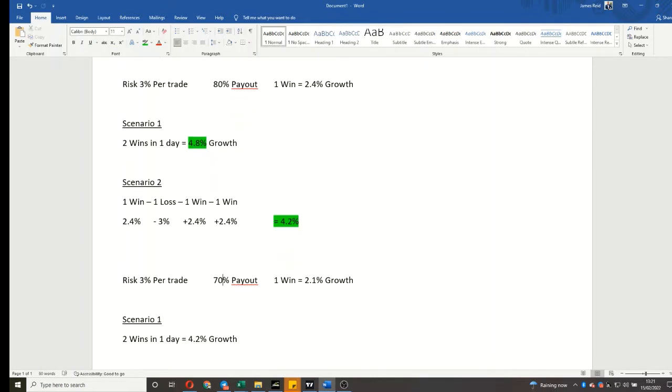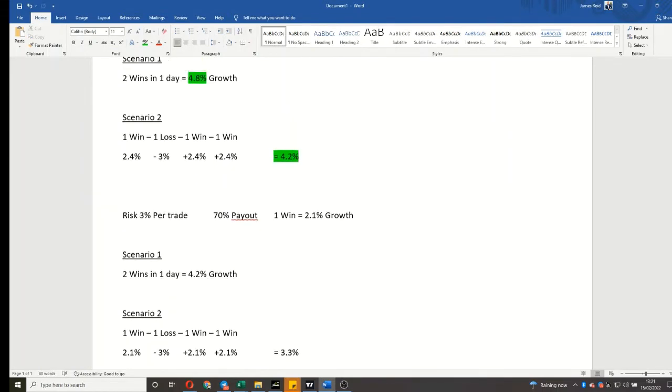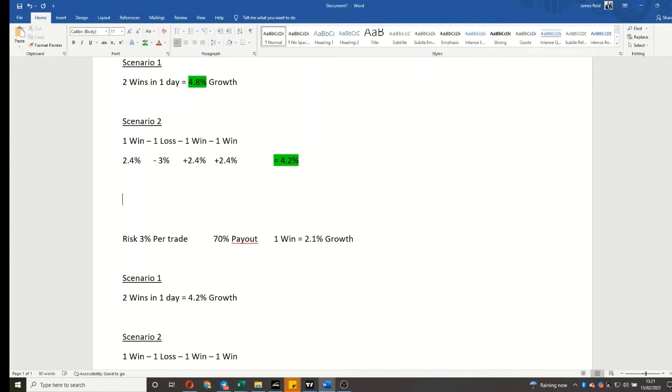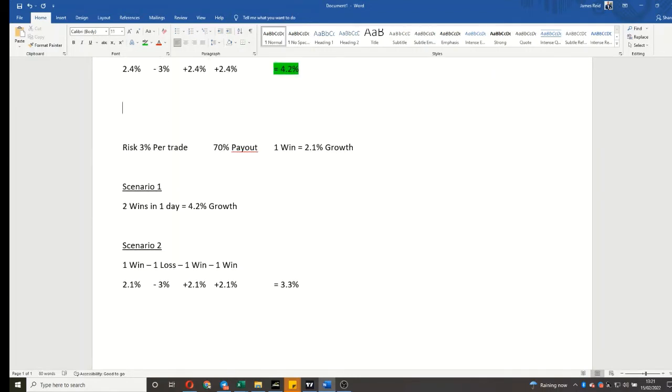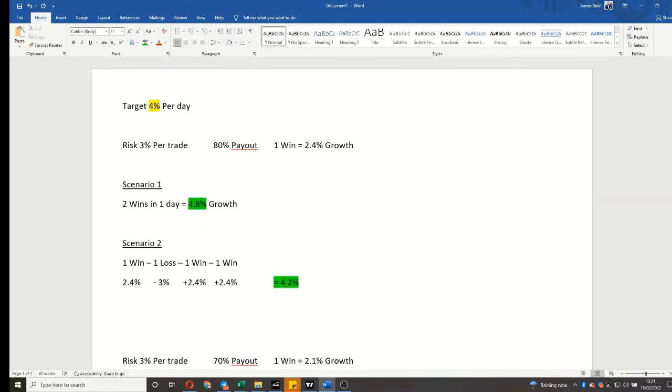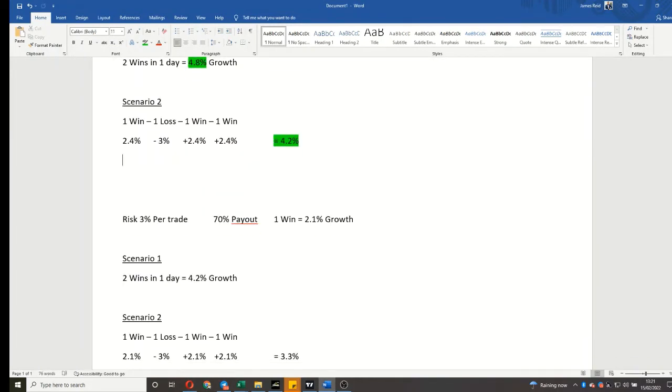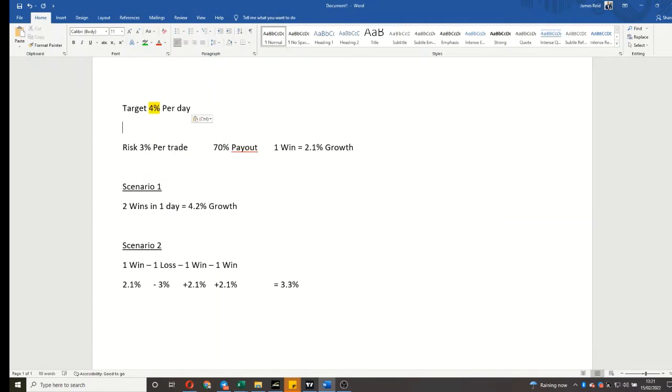So let's go on to scenario number 2, because the payout is going to be somewhere between 70 to 80%. Sometimes it can be a little bit higher than 80, but on average it's going to be 70 to 80. So let's work with the maths. So let's start this formula again. So our goal, remember, is to hit 4% per day. That's our target. So if you're risking 3% and the payout is 70%, then that means 1 win will equal 2.1% growth. So let's do the maths behind this.